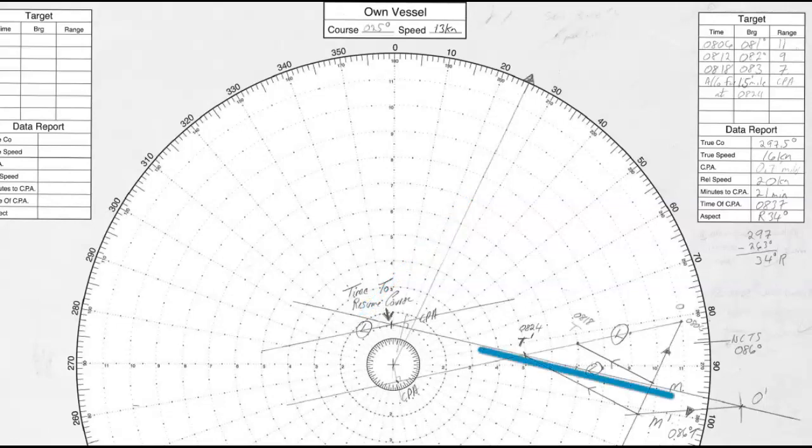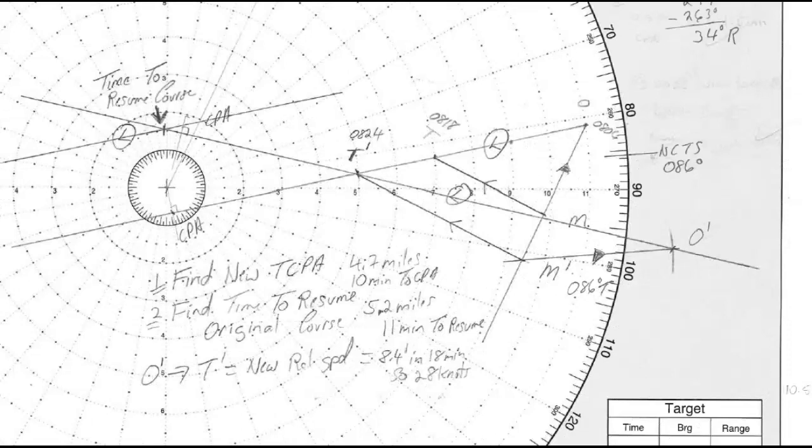Then measure the range from T1 at 0824 to the new CPA point, and then to the position where the O1-T1 line and the transferred original relative motion line intersect. Note that these positions are different, but may overlap due to coincidence only. The new relative speed is found to be 28 knots. The distance to CPA is 4.7 miles, and the distance to the resume course position is 5.2 miles.